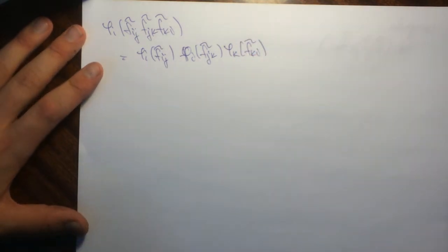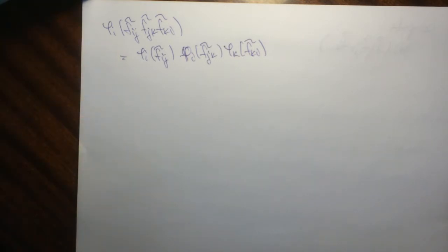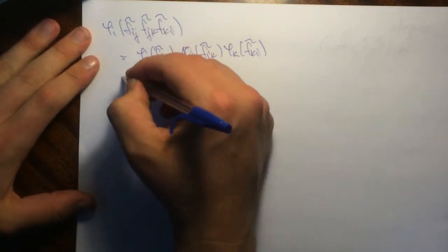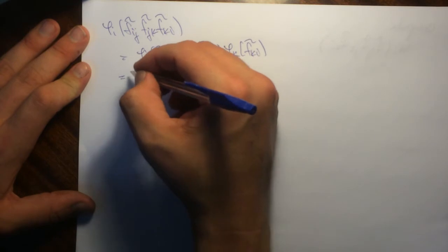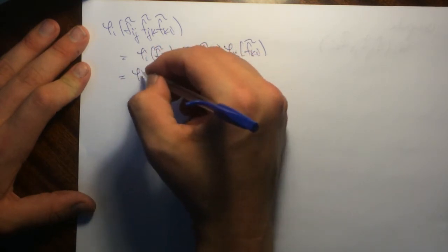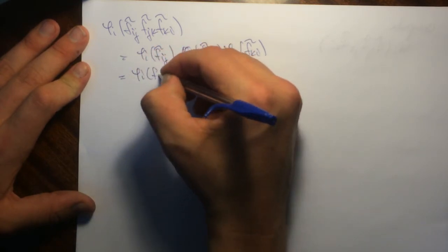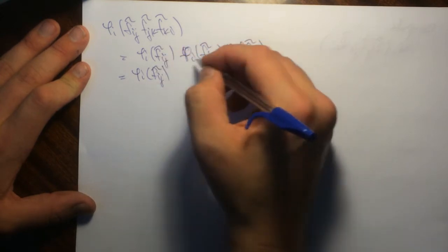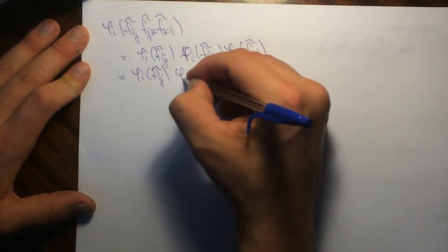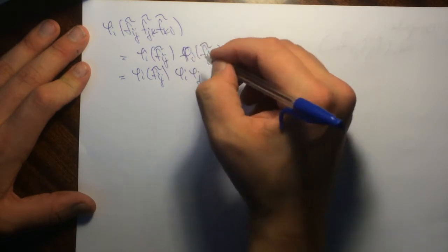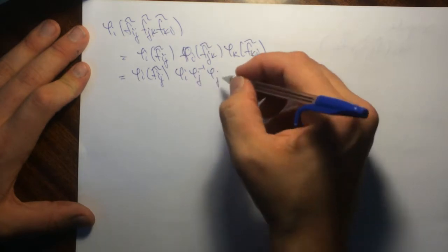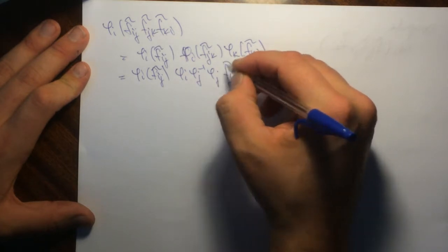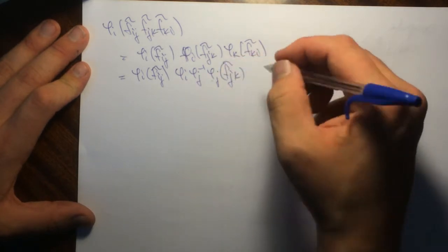Like so. Okay. And then what I'm going to do is introduce things so that we get some extra transitions. So here we're just going to have the same thing. So this is phi Fij tilde. Now here I'm going to introduce phi j inverse phi j. So these cancel with each other, and then phi jk tilde. And now I can apply the definition that we had before.